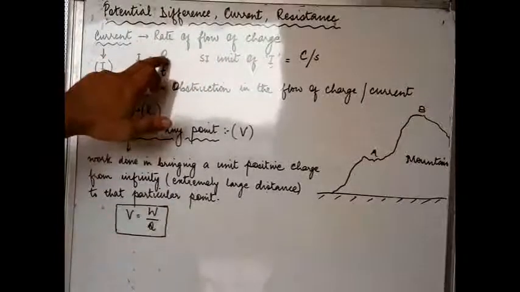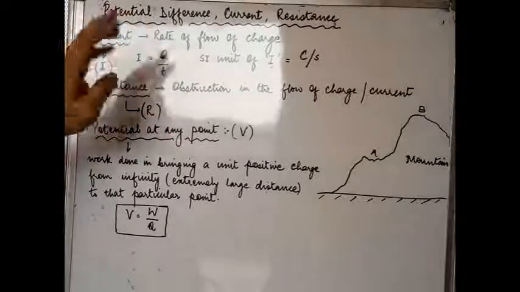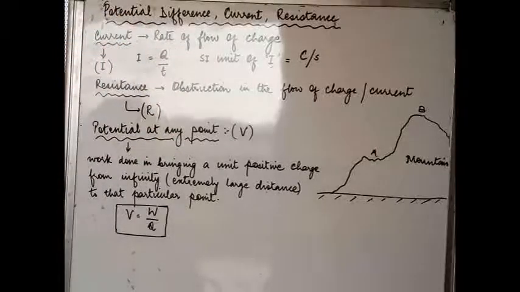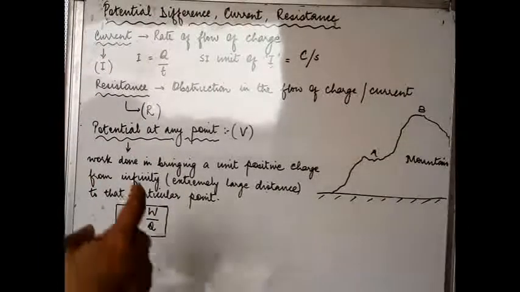So charge, which is represented by Q, divided by time will give you the rate. Okay, so I think you already know this formula, I is equal to Q by T. Now comes obviously the unit, SI, this is the formula.